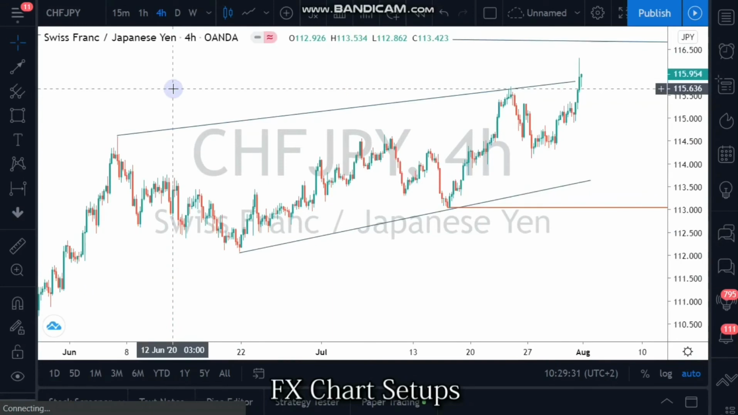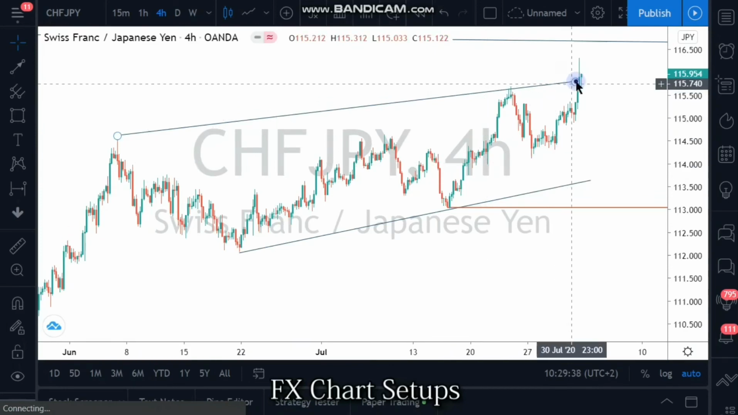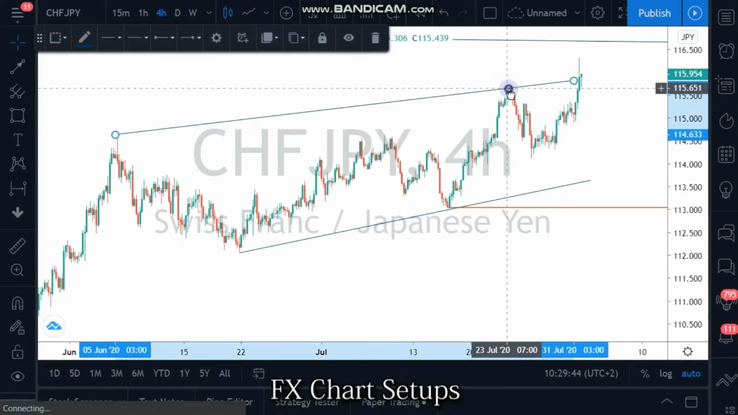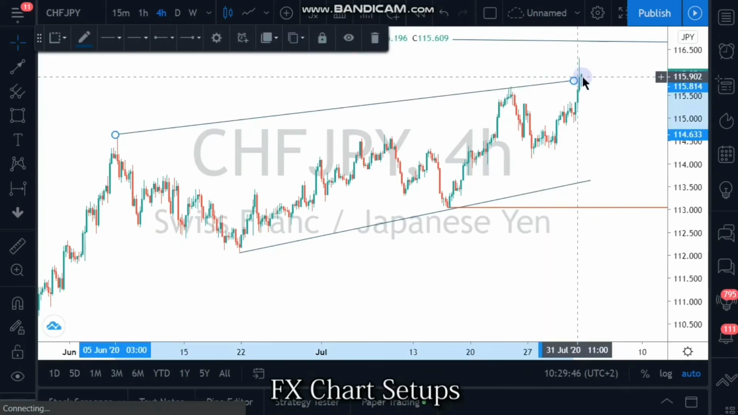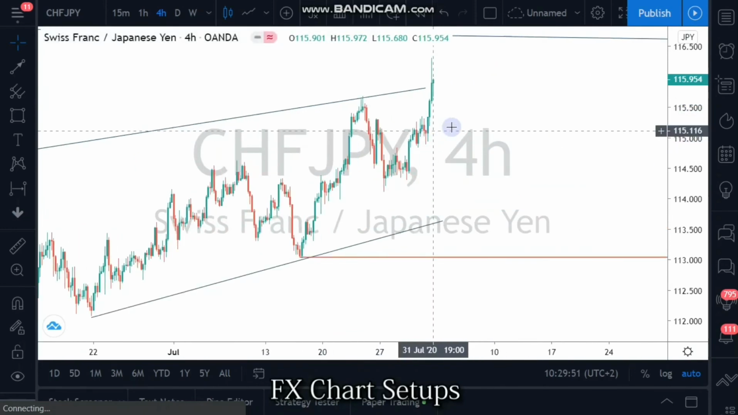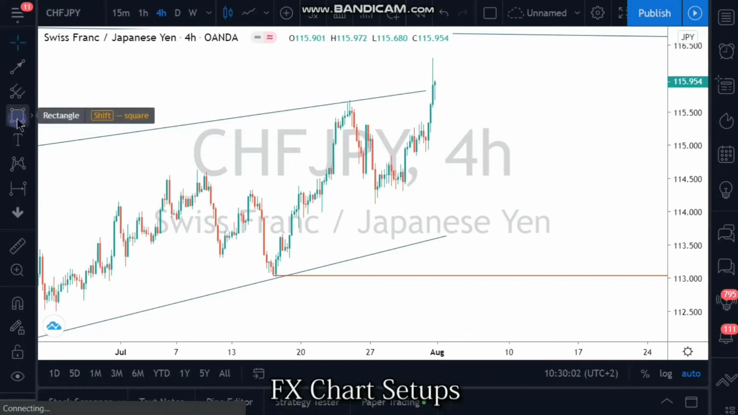So the next pair that we're going to have a look at is CHFJPY, and we can see that CHFJPY is currently trading in this ascending type pattern. We have our first touch here, our second touch here, and we are currently at the third touch of this ascending type pattern. So we can see some sort of reversal happening here. Now what would give us an opportunity to trade this market? First of all, I want to point out that we could potentially create some type of head and shoulders pattern in this area here.